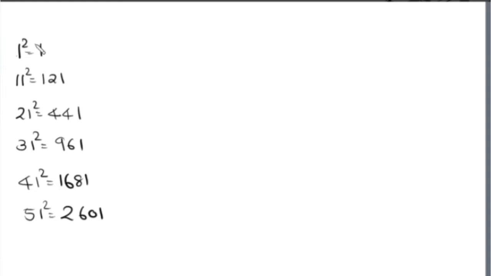So we know all the numbers are ending in 1, so the square will be ending in 1, isn't it? So 11 square ending in 1. So the last digit is 1. So can you find any relationship between the remaining numbers in the square and the remaining number in the actual number? You can easily see a relationship: the second digit, that is the tens digit, is double of this digit, isn't it?